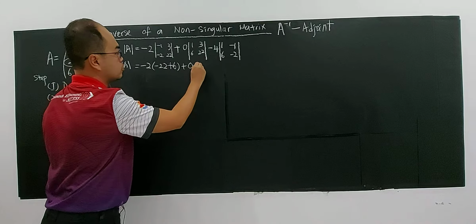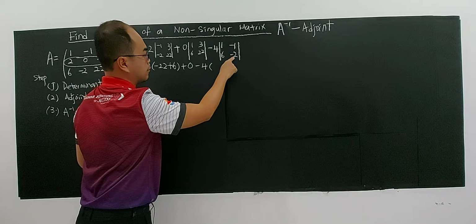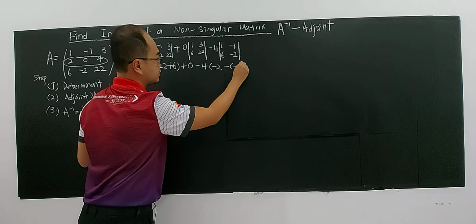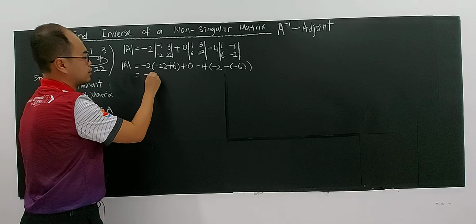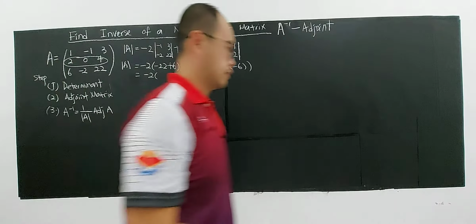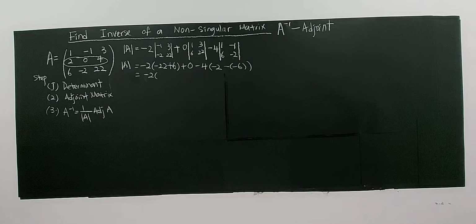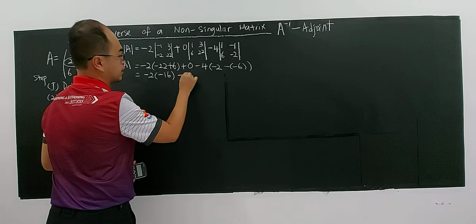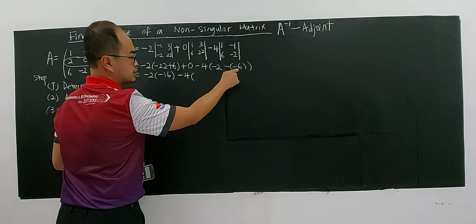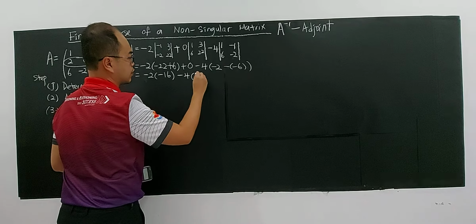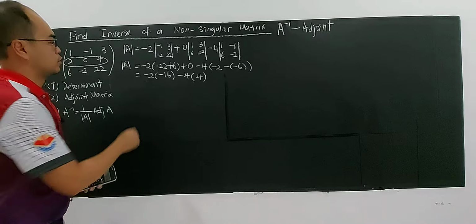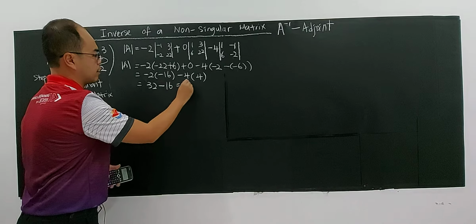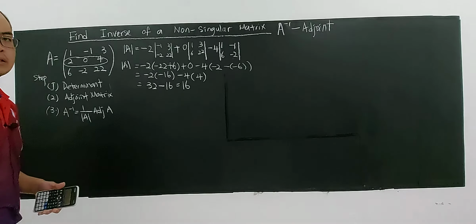This part, of course, will be 0. Negative 4, 1 times negative 2, you have negative 2 minus with negative 6. So then you evaluate as negative 2, negative 22 plus 6. Negative 22 plus 6, you have negative 16. Negative 4, negative 2 plus 6, you have 4, right? So here you will have 32 minus 4 times 4, which is 16. So you will have 16 as your determinant, right?